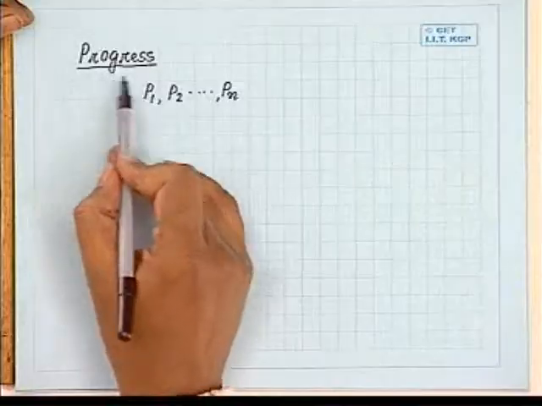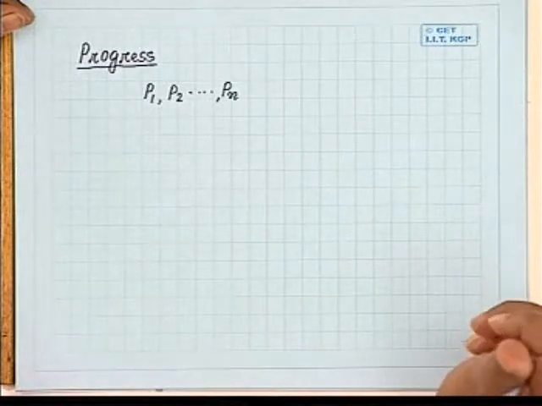Okay. And this decision that who will enter the critical section must be taken in finite time. Okay. So that is the requirement of progress. That is, the decision about who enters the critical section must be taken by considering only those processes who want to enter the critical section, and this decision must be taken in finite time.